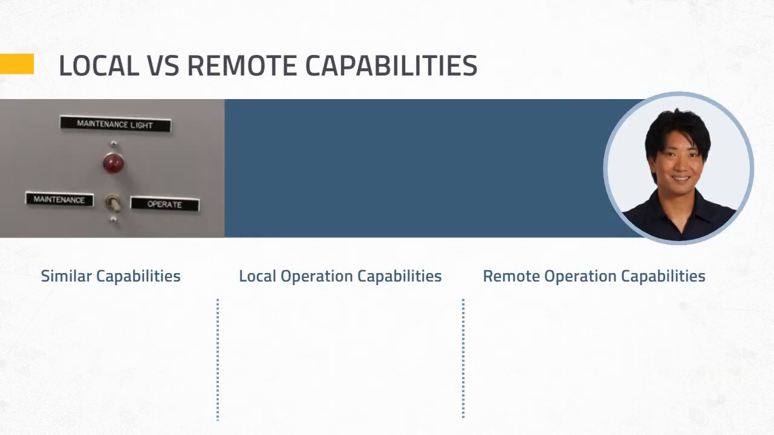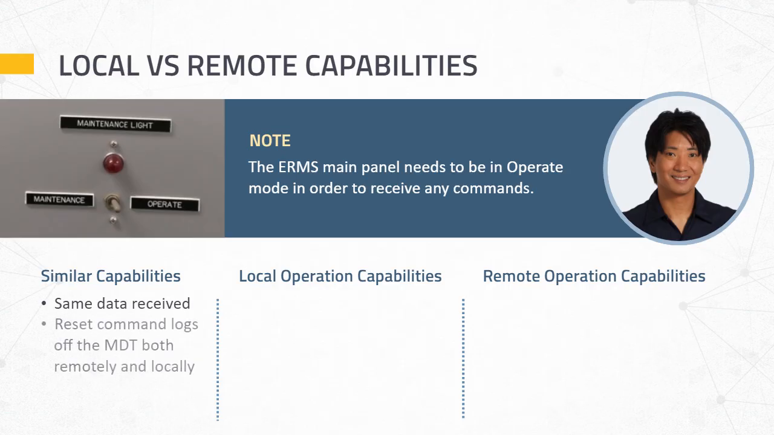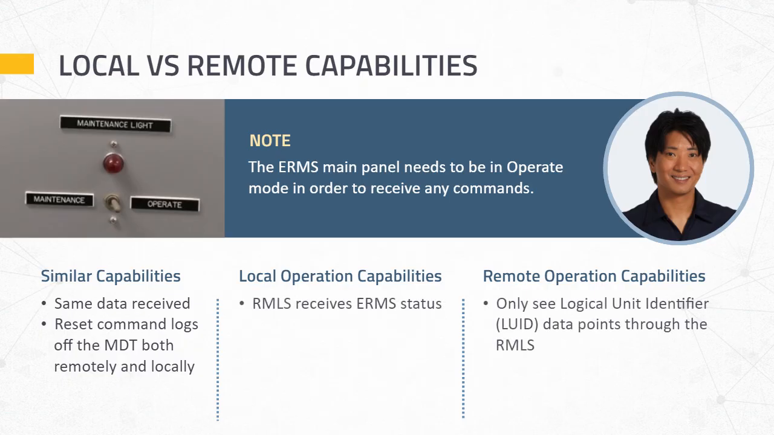You need to understand the difference between local and remote capabilities of ERMS to work on the system. First of all, in order to receive any commands, the main panel needs to be in operate mode. Local and remote operations are similar in that they both receive the same ERMS data. Also, the reset command logs off the MDT both remotely and locally. The differences are that the local operations receive the ERMS site status through RMLS, whereas in remote operations, you can only see the logical unit identifiers or LUID data points through the RMLS.